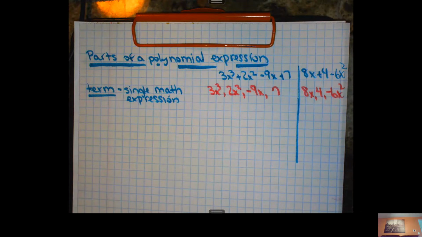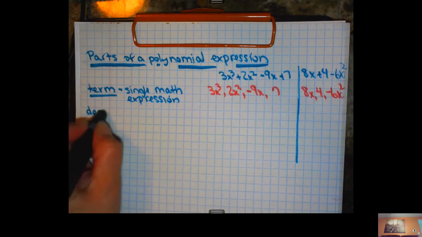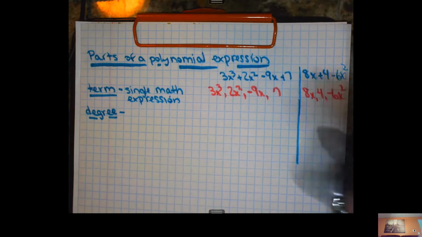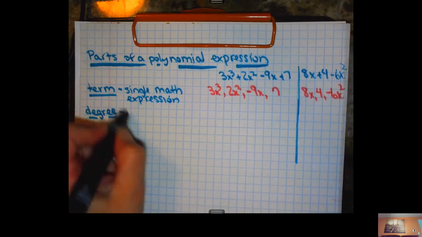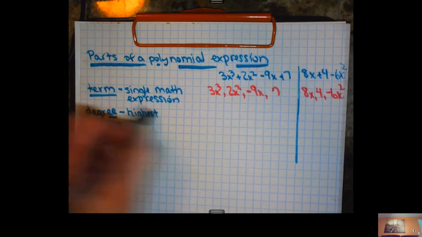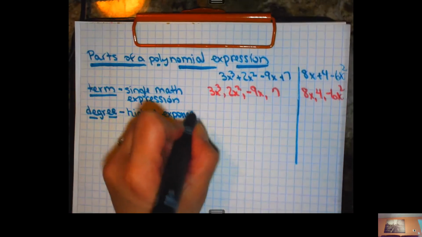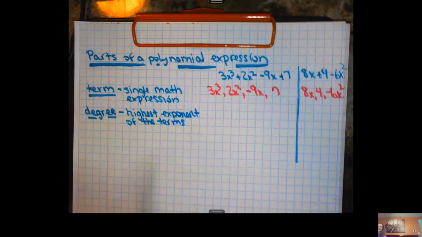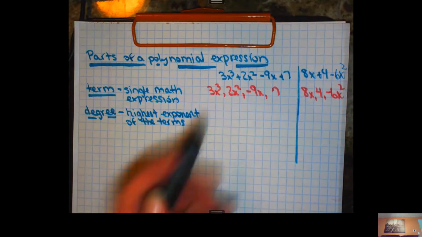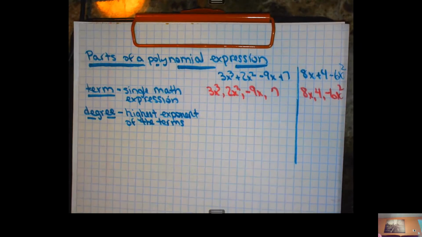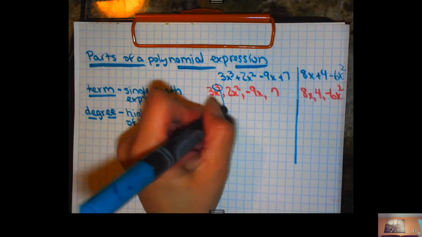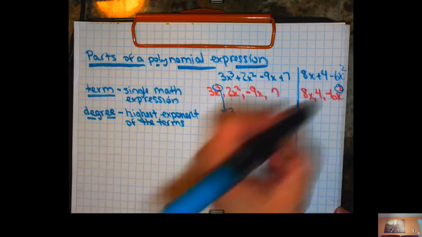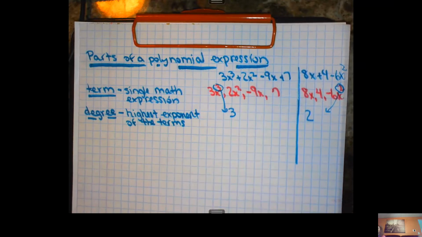The next thing I want to talk about is degree. So you can write the word degree. I'm going to try and shorten this as best as I can. The degree is just the highest exponent of the terms. So I'm going to write highest exponent of the terms. So for instance, if you look at all of these terms, the highest exponent is a 3. So I'm just going to circle it and write 3 just so you know where it came from. The highest exponent here is 2. So I'm just going to circle it and write 2 just so you know where that came from.